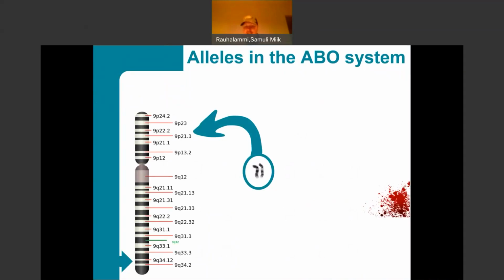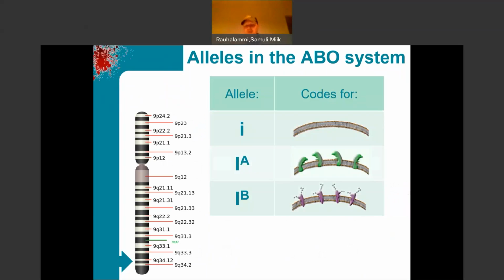Remember, this is not a Mendelian inheritance pattern. So instead of 2 possible alleles, we're now dealing with 3 possible alleles in total. Let's have a look at those. So what we will use in this coding is as follows.